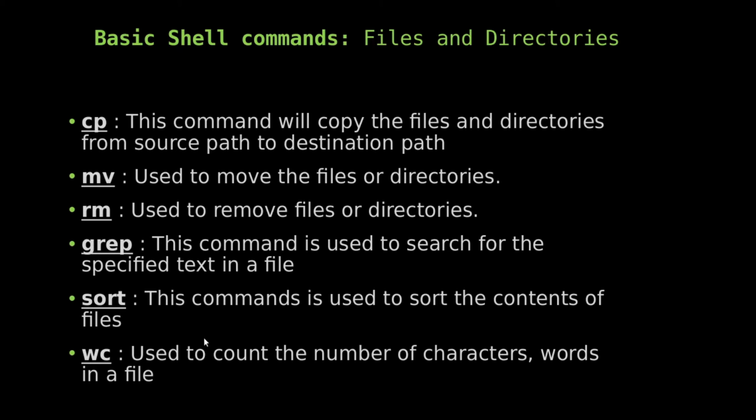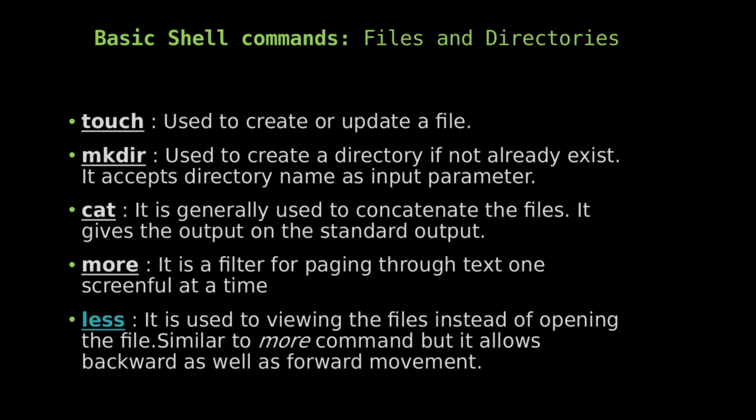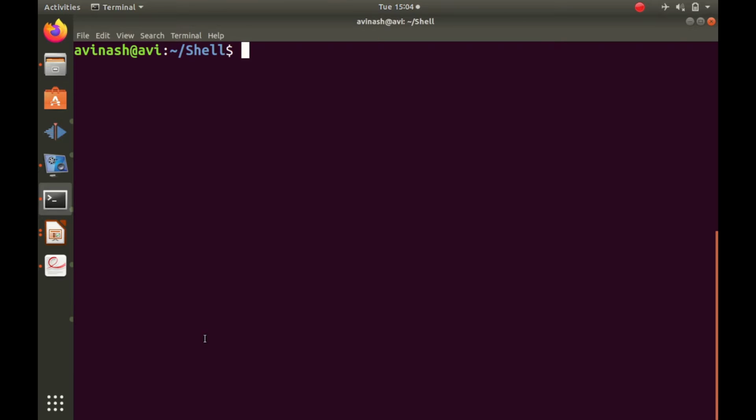Then cp is used to copy a file, mv is used to move a file from one location to another location or to rename a file, rm is used to remove or delete a file and directory, grep is used to search a regular expression, sort is used to sort the file, and wc is used to count the number of words, characters and lines in a file. Okay, so we will understand these commands one by one, starting with more and less.